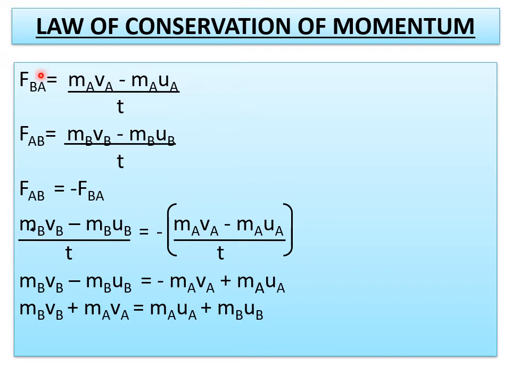Up to now, you have learned the rate of change of momentum of ball A and ball B. Now, this rate of change of momentum of ball A is equal to the force exerted by B on A, that means FBA, as per Newton's second law. So we write FBA is equal to the rate of change in momentum for ball A, (MAVA minus MAUA) by t.